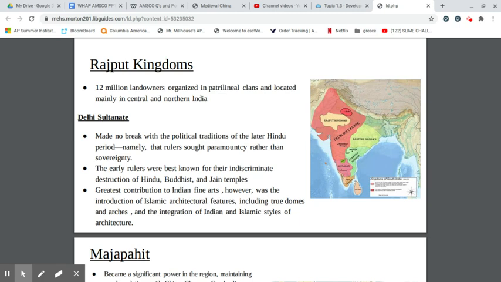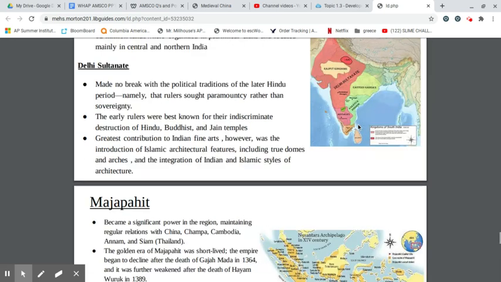The greatest contribution to Indian fine arts, however, was the introduction of architectural features such as domes and arches, and the integrated Indian and Islamic styles of architecture. When you think of India, its most famous architectural piece is the Taj Mahal, and you see that blending of Islamic and Hindu architecture there.